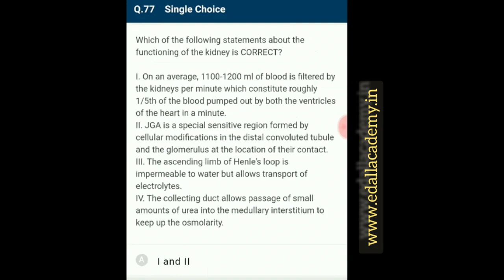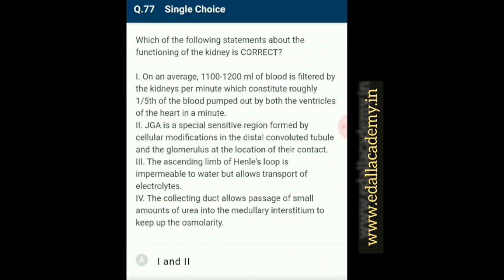The functioning of the kidney is correct. On an average, 1100 to 1200 ml of blood is filtered by the kidneys per minute, which constitutes roughly 1/5 of the blood pumped out by each ventricle of the heart in a minute. Juxtaglomerular apparatus is a special sensitive region formed by modifications in the distal convoluted tubule and the efferent arteriole at the location of their contact. A fall in glomerular filtration rate can activate the juxtaglomerular cells to release renin, which can stimulate the glomerular blood flow and thereby GFR back to normal.